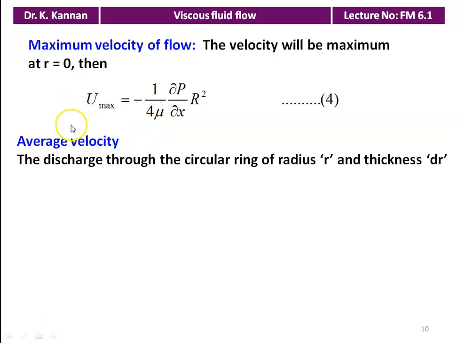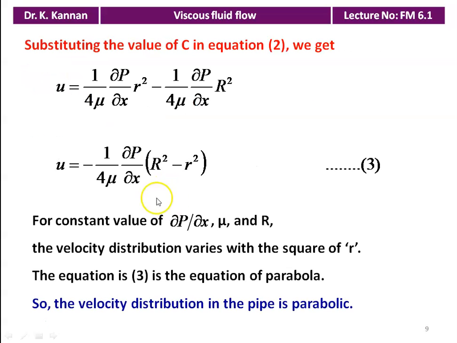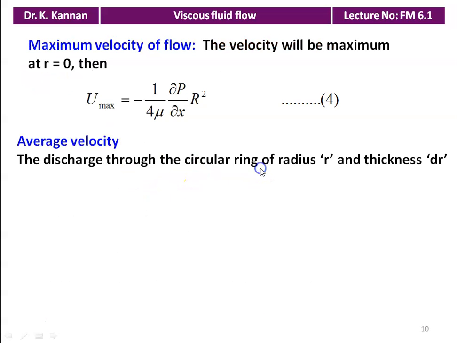From here we calculate the maximum velocity. The maximum velocity of the flow will be at the center where r equal to 0. So in this equation you substitute r equal to 0 to get the maximum velocity. So maximum velocity equal to 1 by 4 mu into dou p by dou x into R square. And now we calculate the average velocity.